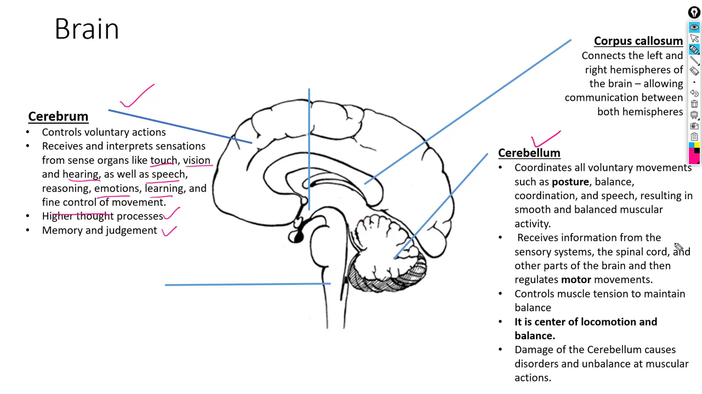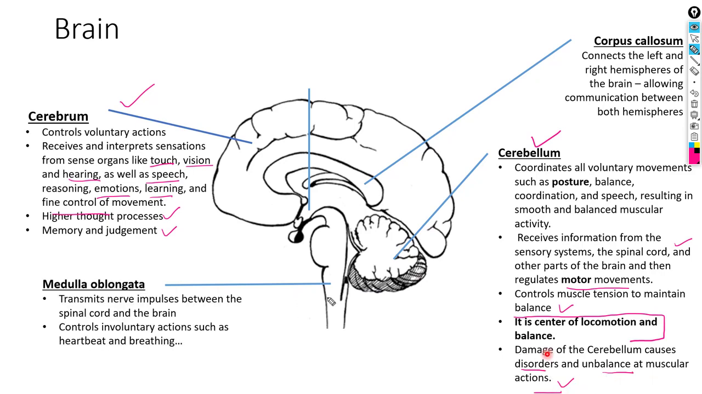It receives information from the sensory systems and the spinal cord, then regulates motor movements. It controls muscle tension and maintains balance. So the cerebellum is the center of locomotion and balance. If there is any damage in the cerebellum, it will end up with some disorders and imbalance in muscular actions.